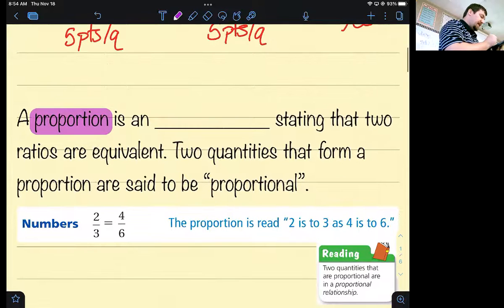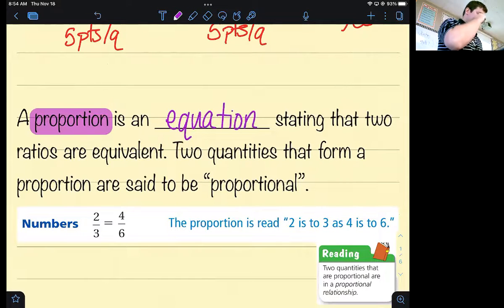A proportion is an equation stating that 2 ratios are equivalent. Remember, ratios are just fancy words for fractions. A lot of times we write them as fractions. 2 quantities that form a proportion are said to be proportional. So if I have 2 fractions that are equivalent and they're equal, I can also say that they are proportional. They are the same. You paid $2 for 3 donuts. I paid $4 for 6 donuts. That's the same price. So those unit rates would be the same. That would be fair, right?